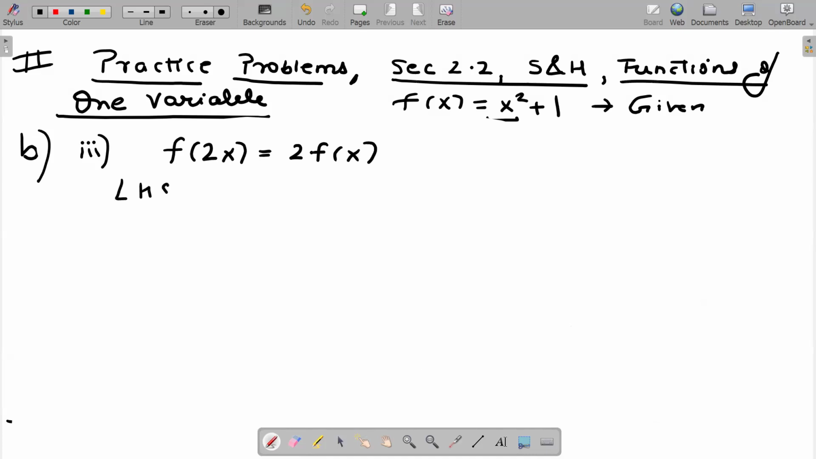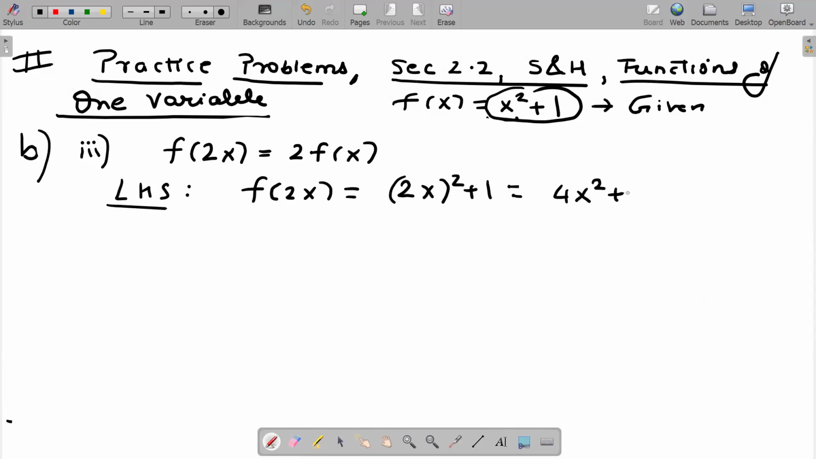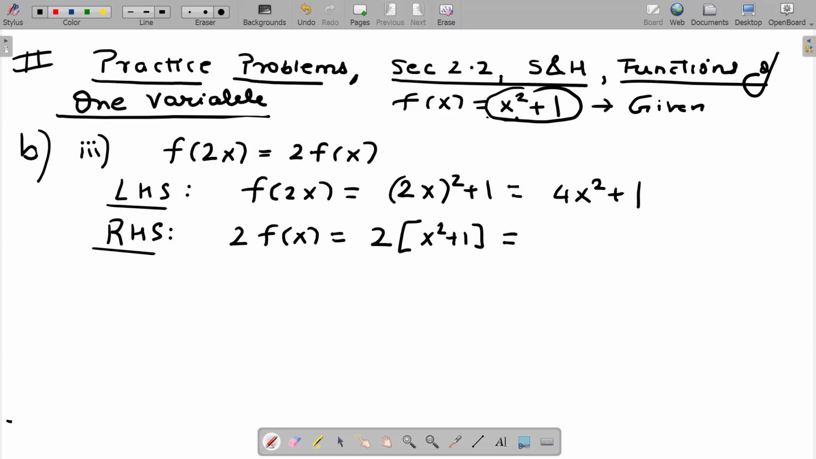So let's look at the left hand side. F of 2x I can write as, now f of x is x squared plus 1. So f of 2x will be 2x squared plus 1. 2x squared is 4x squared plus 1. Right hand side will be 2 times f of x, which is 2 times, how much is f of x? X squared plus 1. So this I can write as 2x squared plus 2.